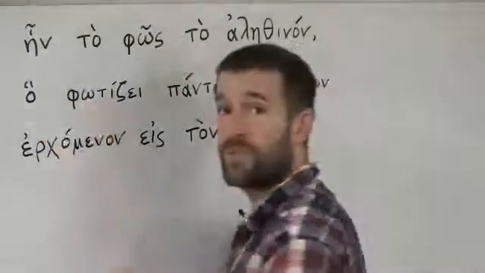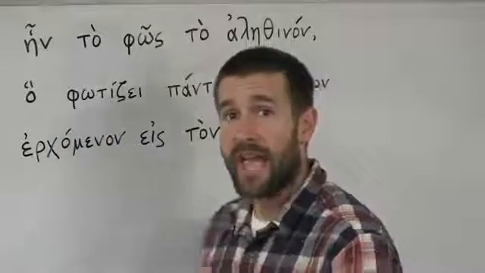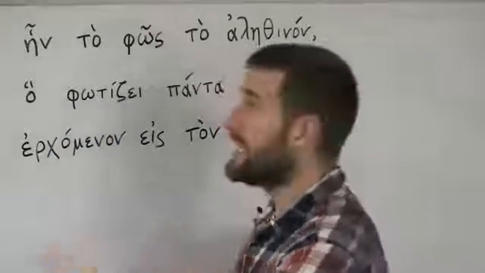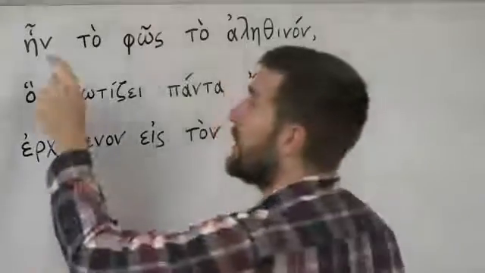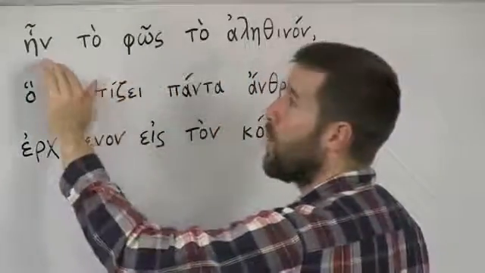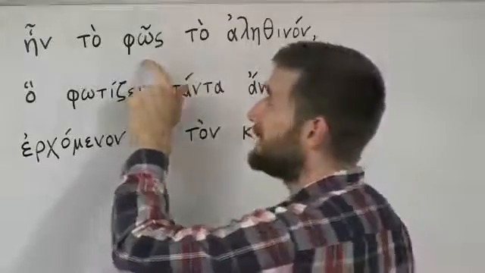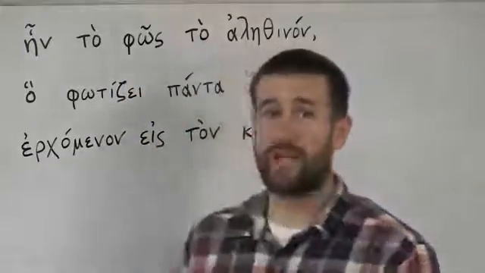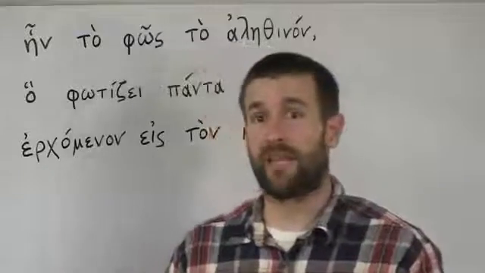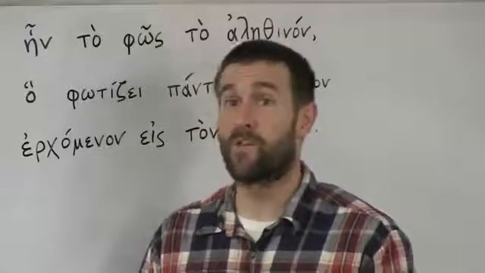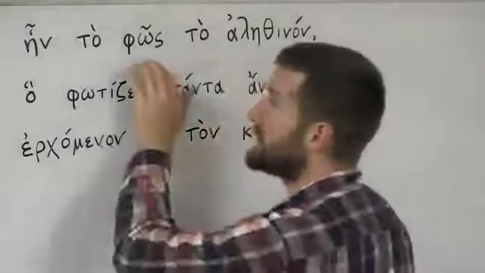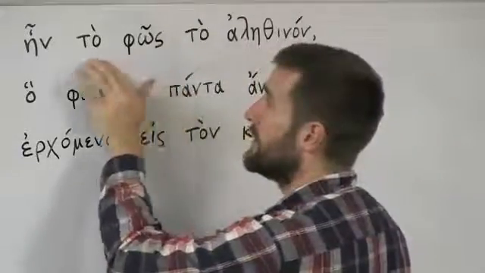Now, "en" is a word that you should know from John 1:1, "En arche en ho logos." "En" means was, okay? "En to phos" was the light, all right? Now, the word light, phos, should remind you of some English words that are derived from it, like phosphorescent or a photon. Phos means light. To phos means the light.